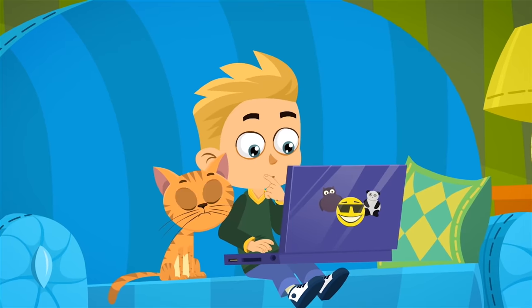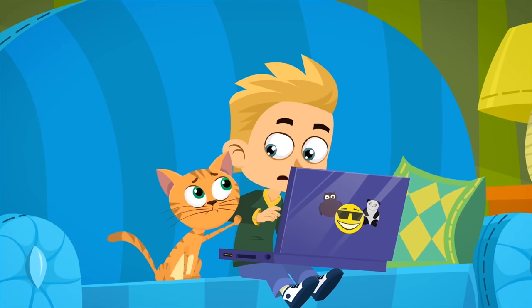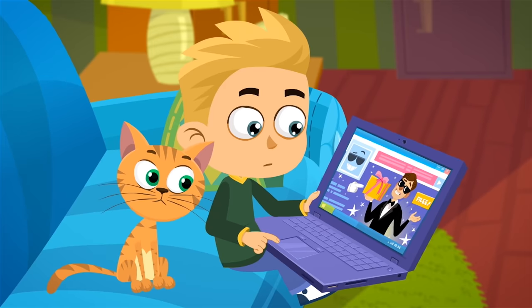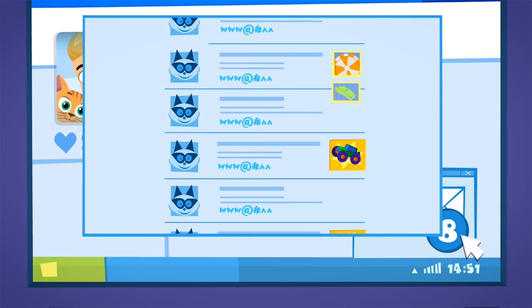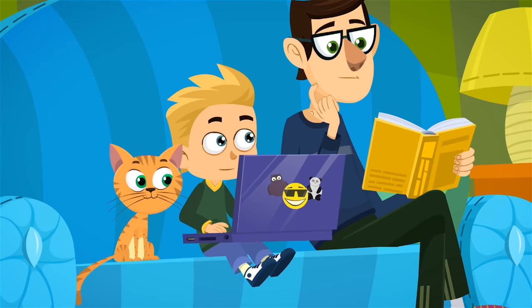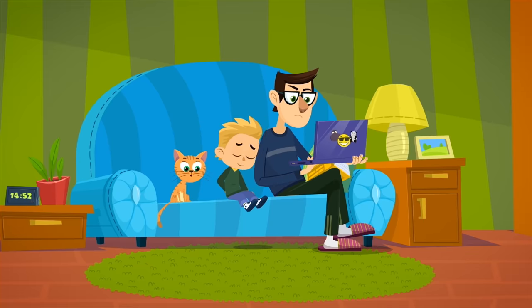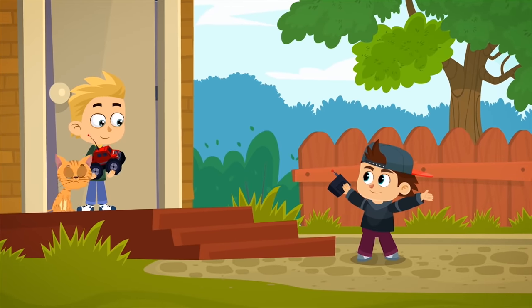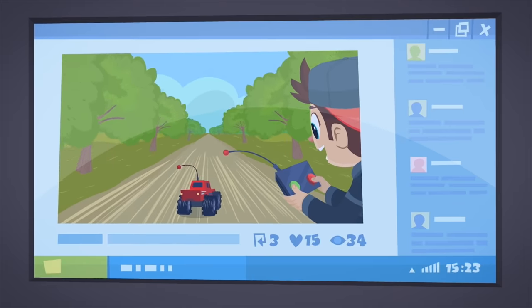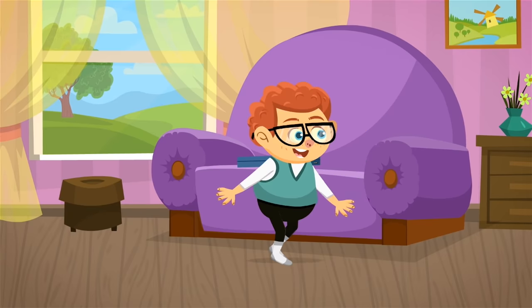That's why you should never give anybody you don't know well your address, or send an SMS so you can download a free game. If you happen to get a letter or a text from a stranger, you should show it to your parents right away. Only communicate with people that you know. And don't just sit all day playing on the internet. There's still nothing better than going outside and playing with friends in the fresh air.